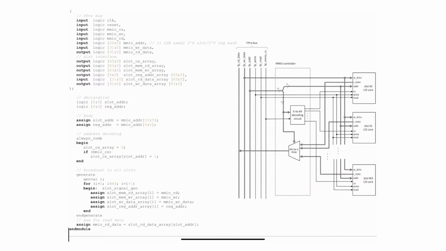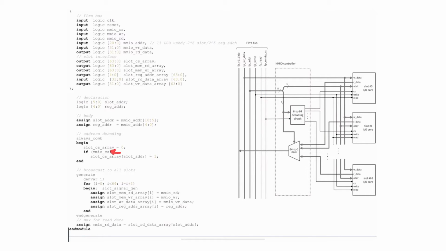And then for the rest of the code, we have a decoder. This decoder is implemented in such a way that it takes an input, the slot address that we just explained, which is the 6 bits, and its output is basically a chip select that is connected to one of the I/O cores. This particular decoder has an enable signal that is connected to the MMIO chip select.